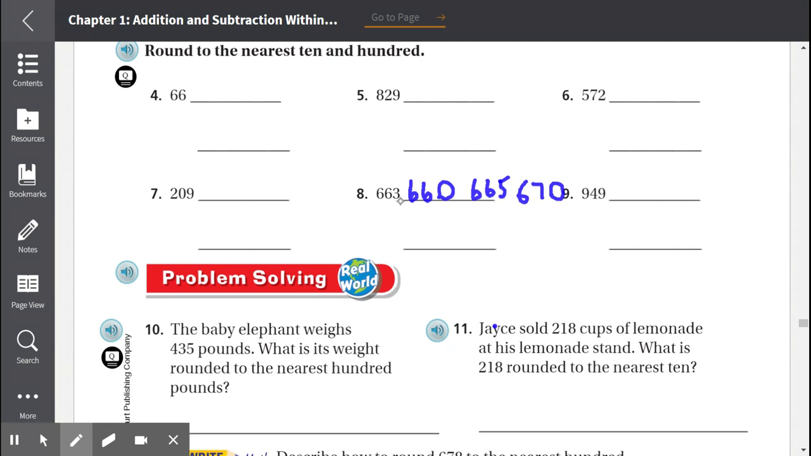Now, is 663 between 660 and 665? Or is it between 665 and 670? Well, 663 would be between 660 and 670, so it'll be right around here. 663. Since it's closer to 660, that means 663 rounds to 660 when we're rounding to the nearest tens.